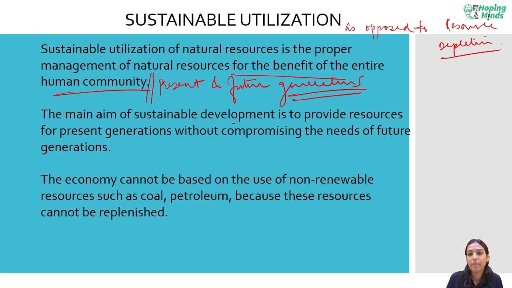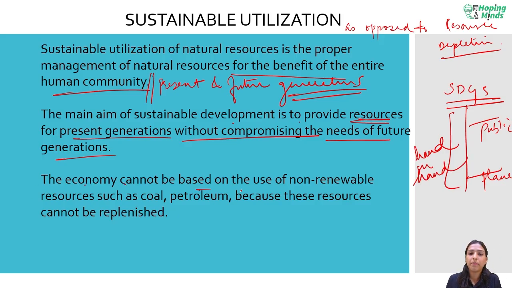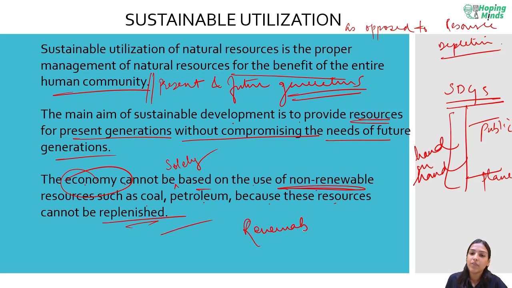The main aim of sustainable development is to provide resources for present generations without compromising the needs of future generations. In SDGs, we studied that people and planet have to go hand in hand. The economy cannot be based on the use of non-renewable resources like coal and petroleum, because these resources cannot be replenished. It has to be a sustainable, constructive, replenishing, synergistic utilization of everything available, and more so of the resources that can be replenished, meaning the renewable sources of energy.